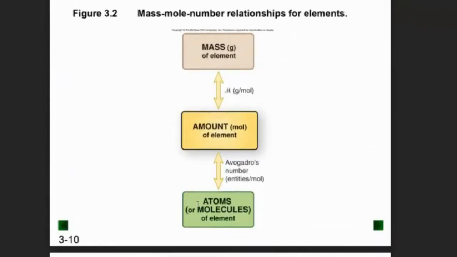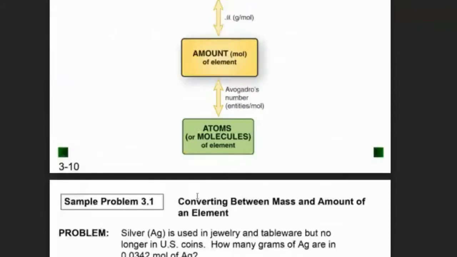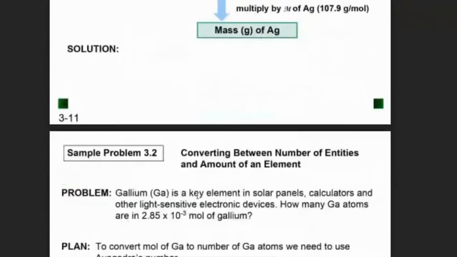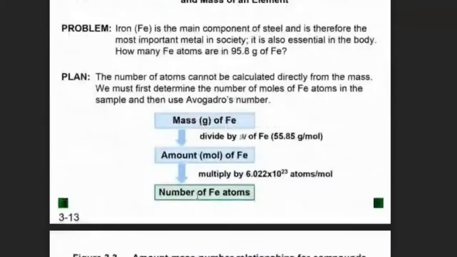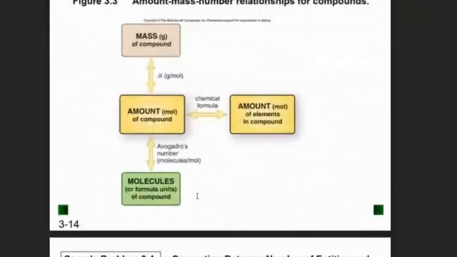More of the same. Get it in moles. You can go from atoms and molecules into the amount, or moles. You can go from mass into the amount. You usually don't go directly from mass into atoms or molecules. So the mole is the middle quantity. We're going to do all this together. Fun, fun, fun. Right?